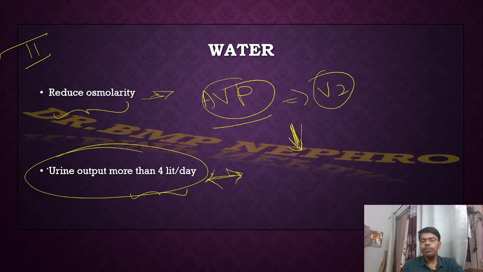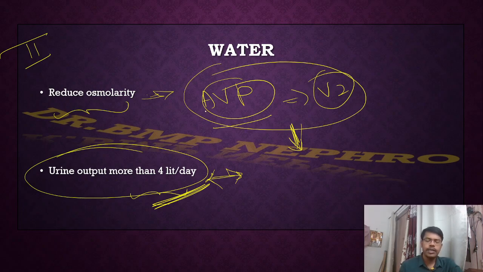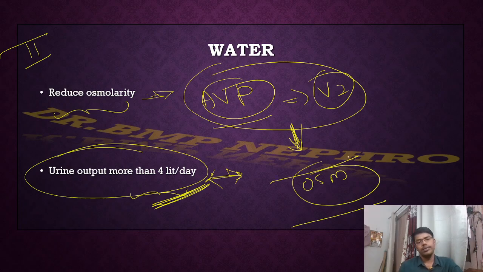The urine output has to be targeted. A patient taking 2.5 liter or 3 liter plus, 4 liter plus, and going for a running, losing everything to sweat, it might not help. The urine output has to be targeted towards more than 4 liter. Because of this particular reason, the urine osmolarity has to be brought down.